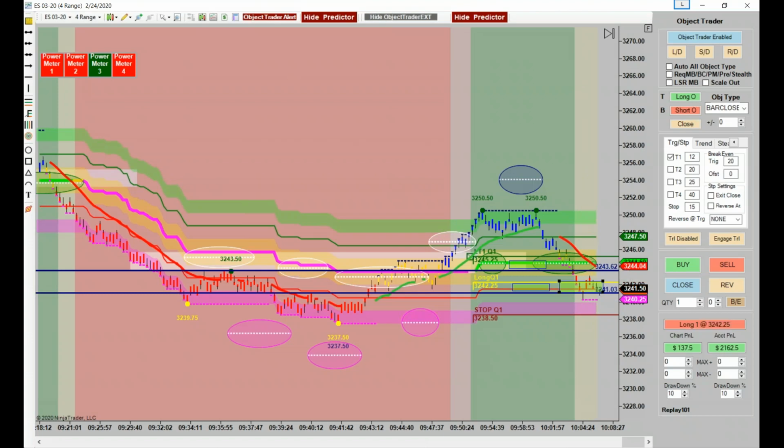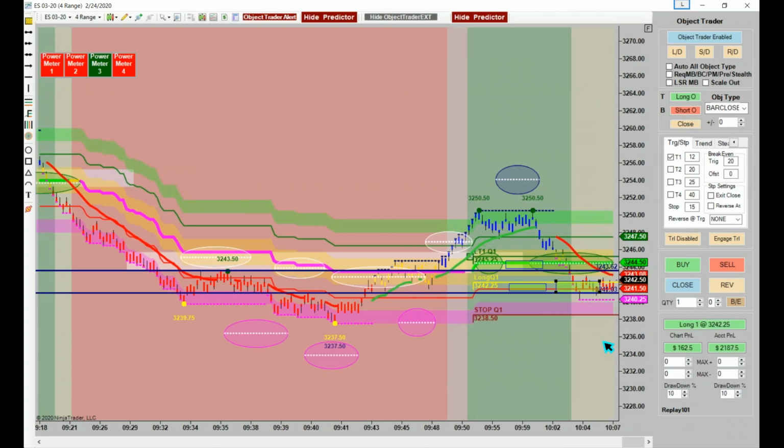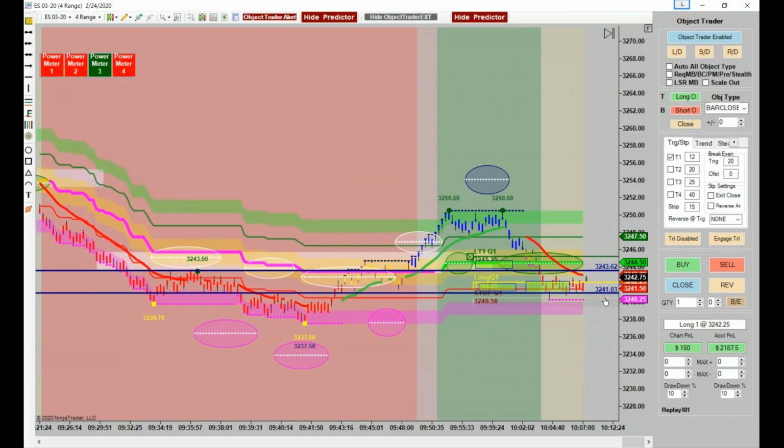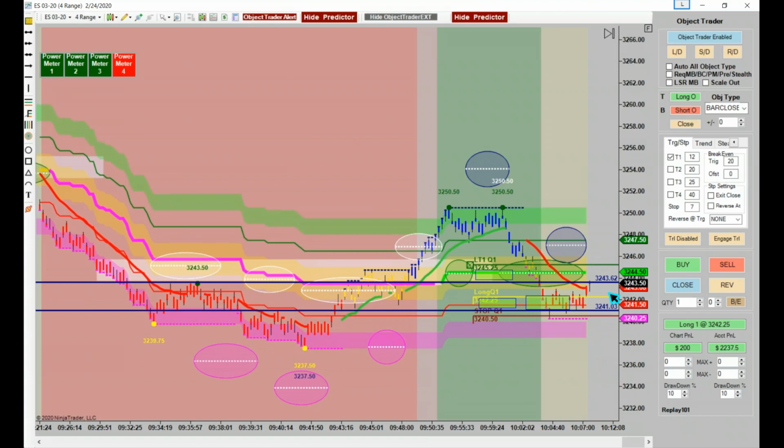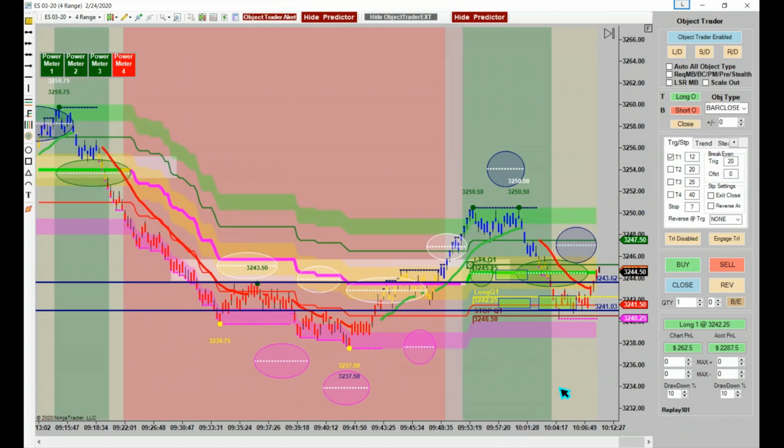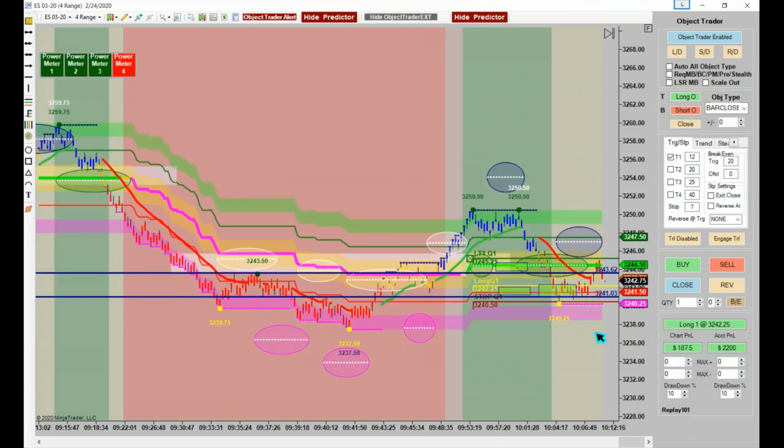Let's see if we can get 10 ticks. 12 ticks. Nice tight stop. And see, we diagnosed this chart in real time. Now, by the way, we were closed here, so I didn't even see ES at this point. You know, we had already closed the room. Now, that didn't get 10 ticks, 12 ticks. I'd be nervous on it, but let's see if we can get 12 ticks.